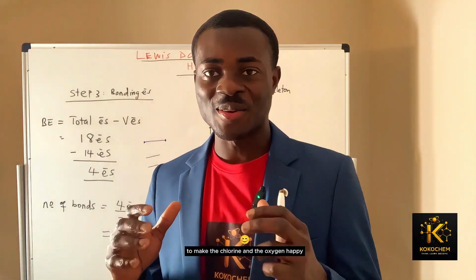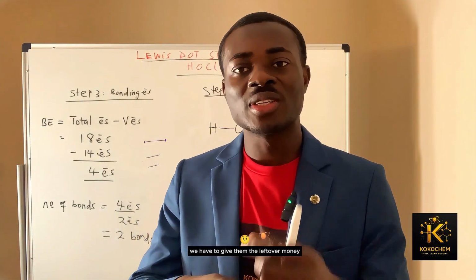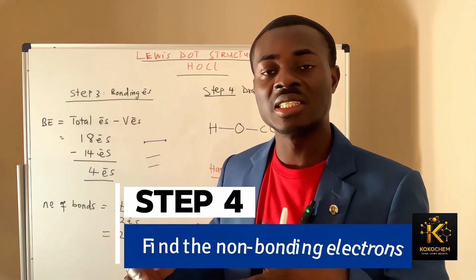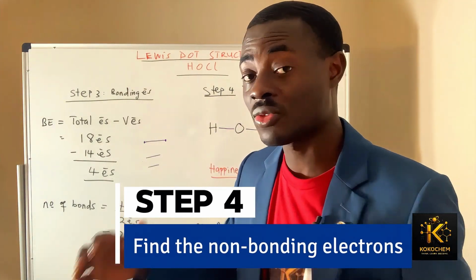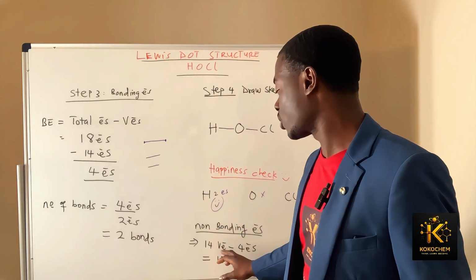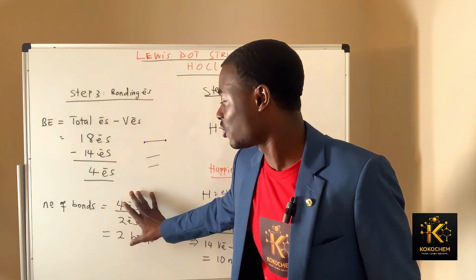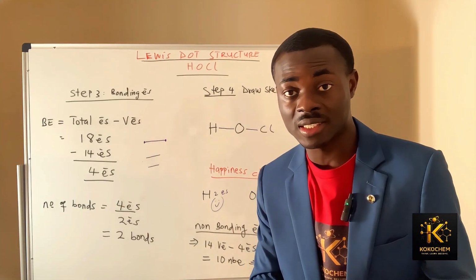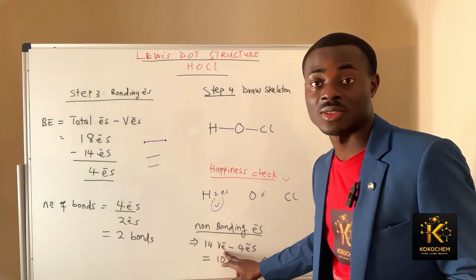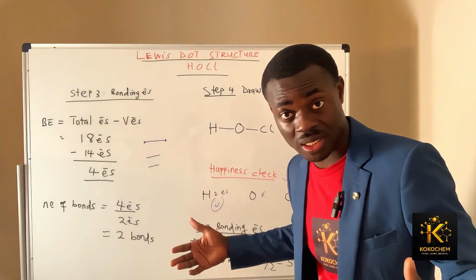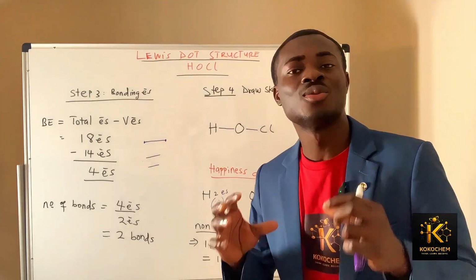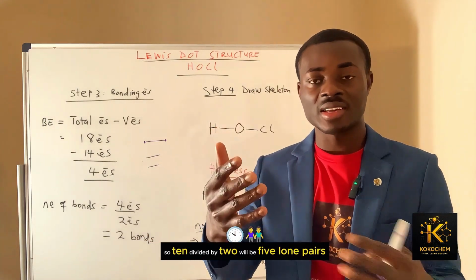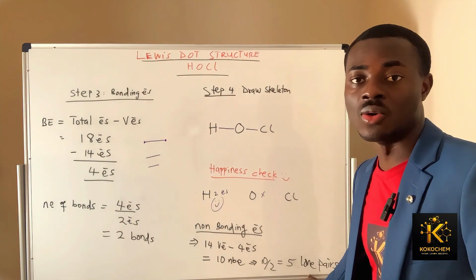To make the chlorine and the oxygen happy, we have to give them the leftover electrons. Leftover electrons are the same as non-bonding electrons. To find the non-bonding electrons, we subtract the bonding electrons, which is 4, from the valence electrons. We had 14 valence electrons. So 14 valence electrons minus 4 bonding electrons gives you 10 non-bonding electrons. Each line has 2 electrons, so 10 divided by 2 is 5 lone pairs.